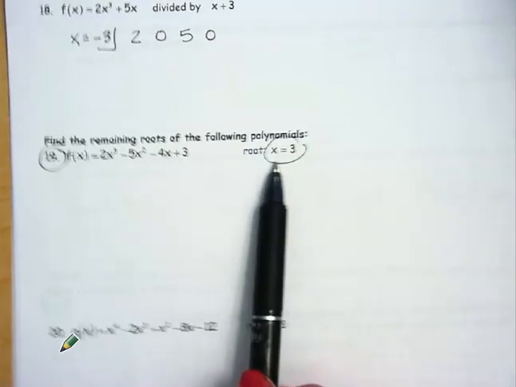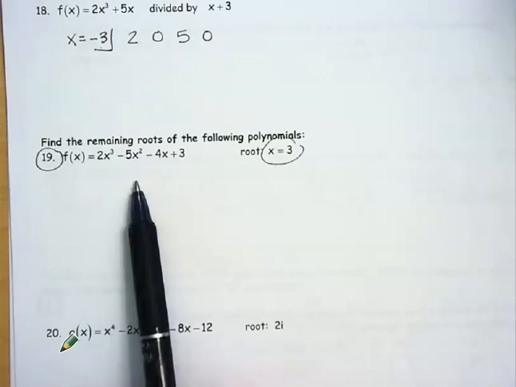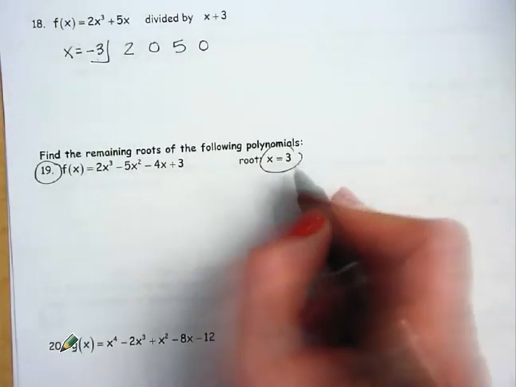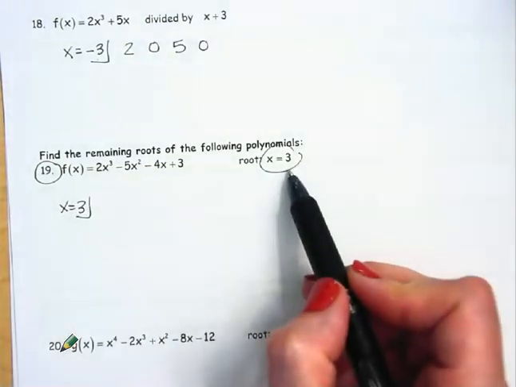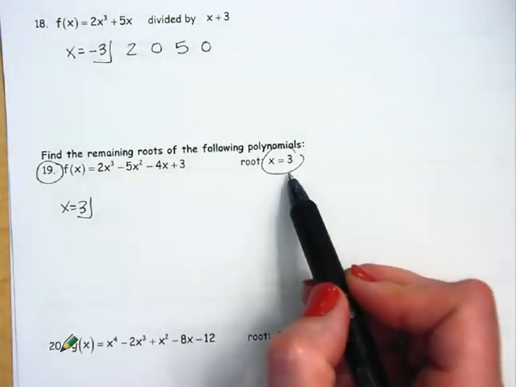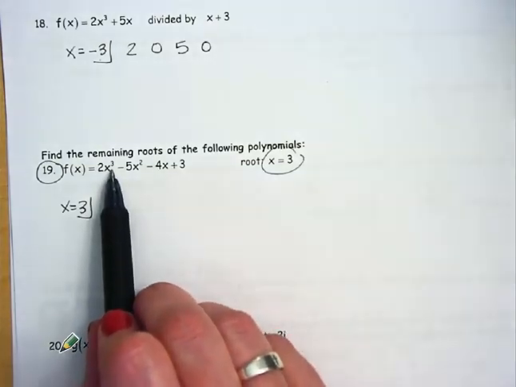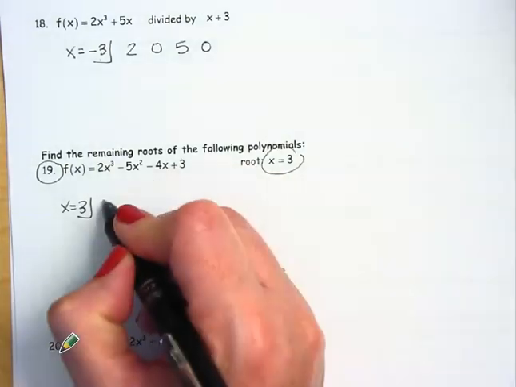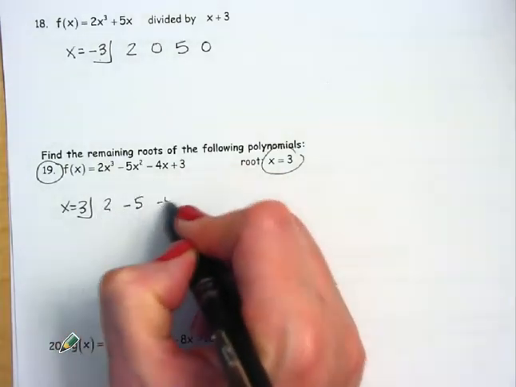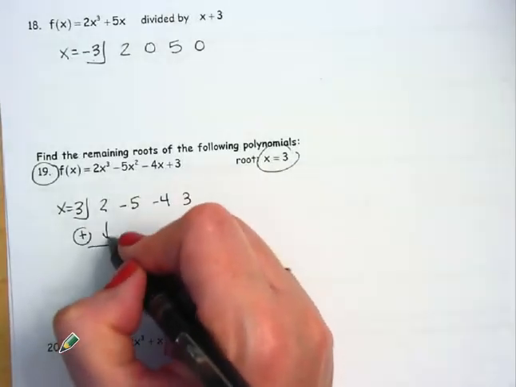But here we do know it's a root. So if our math is good, we should get 0 after doing synthetic division. So I have x equals 3. I don't have to change the sign because it's already in the correct form. I'm not missing any x terms. It's x cubed, x squared, x to the 1, x to the none. So I'm going to set up my coefficients. I'm going to do my synthetic division.